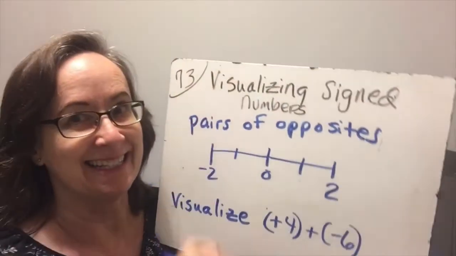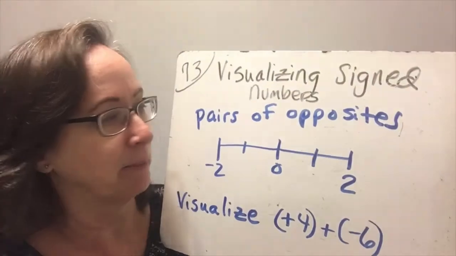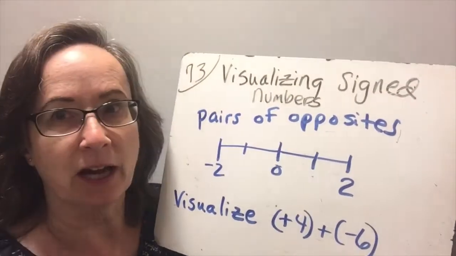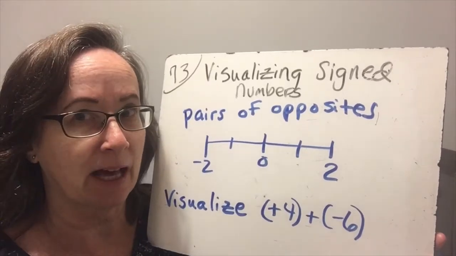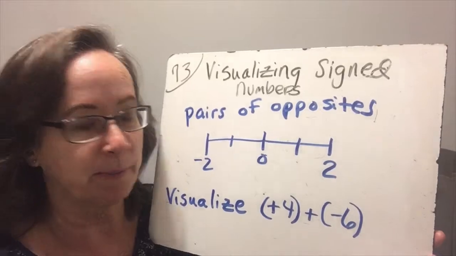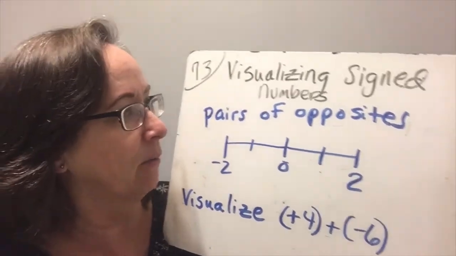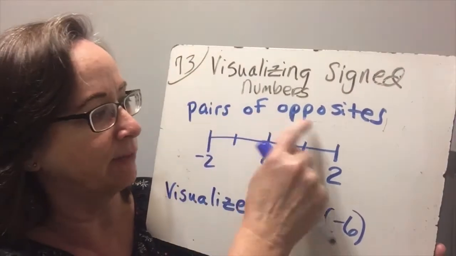Today we're doing lesson 73, and it's all about visualizing signed numbers. We're going to be talking about pairs of opposites and letting pairs of opposites help us in doing addition problems with opposite signs. So the first concept they want to talk to you about is pairs of opposites.